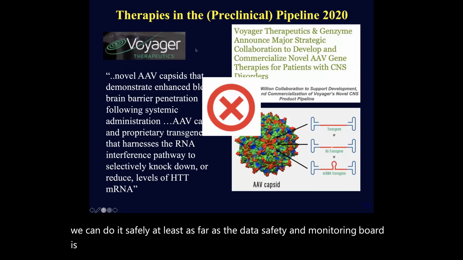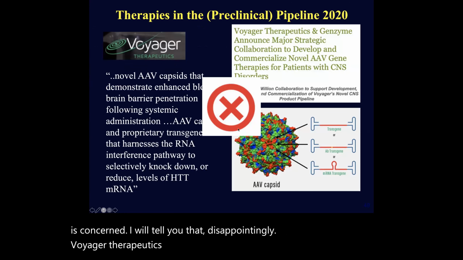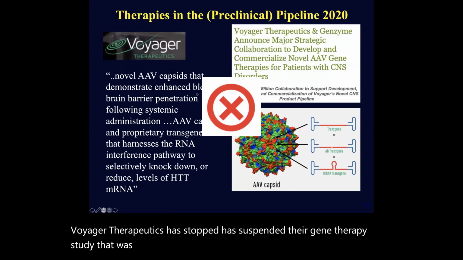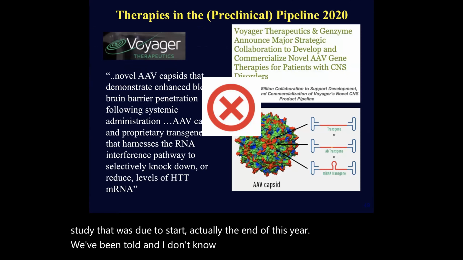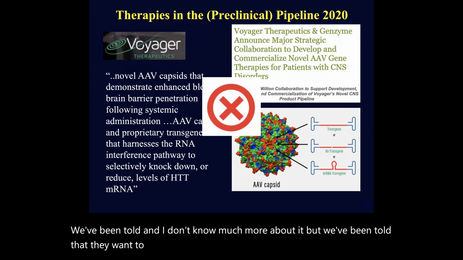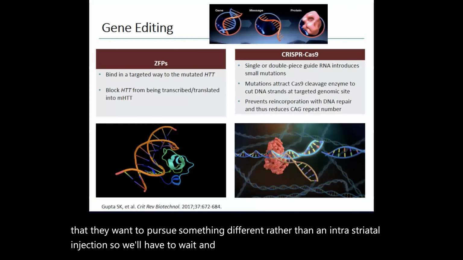I will tell you that disappointingly, Voyager Therapeutics has suspended their gene therapy study that was due to start actually the end of this year. And we've been told, and I don't know much more about it, that they want to pursue something different rather than an intrastriatal injection. So we'll have to wait and see what happens there.